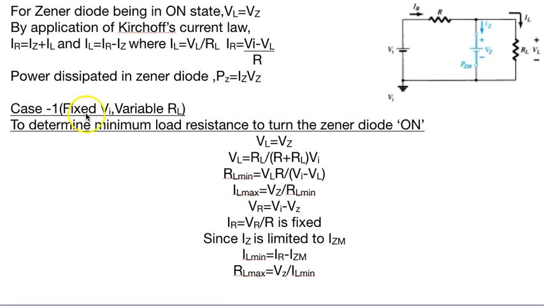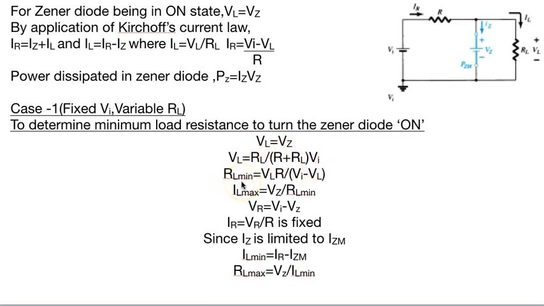Now in the fixed Vi case, when the voltage is fixed but the load resistance varies, in that case we keep VL equal to Vz. Earlier we have known that VL is a voltage. If you do a voltage divider over the load voltage, you will get VL equals Vi into RL divided by R plus RL.